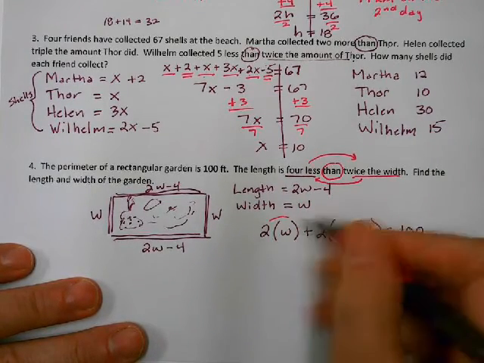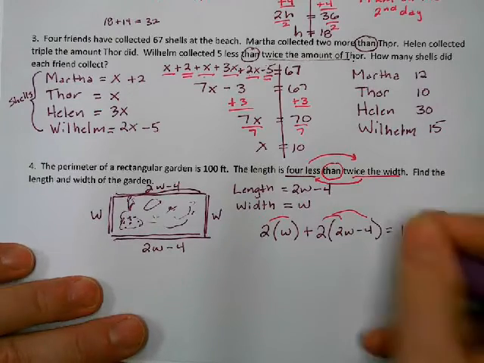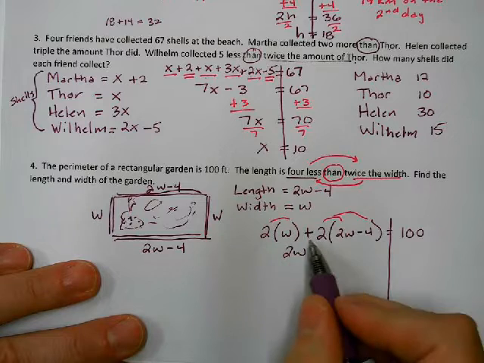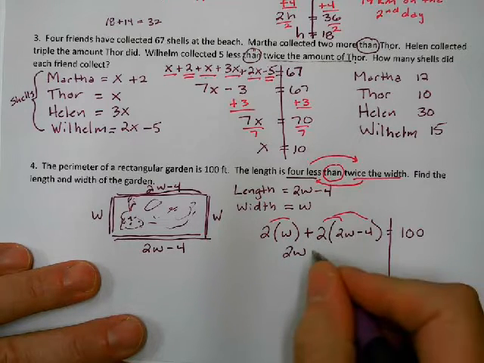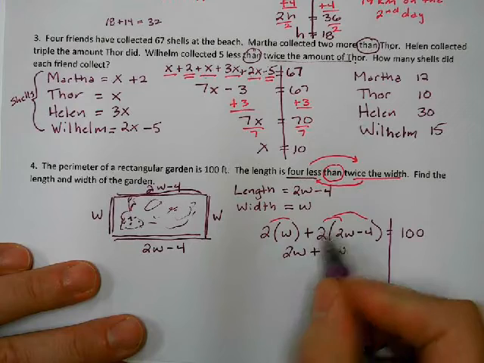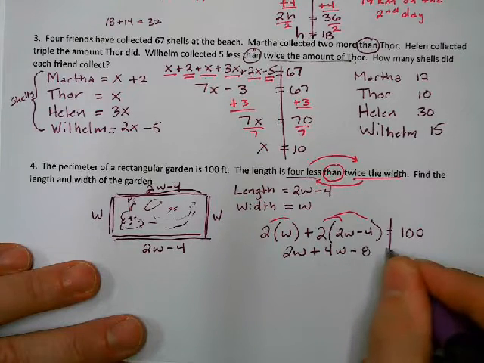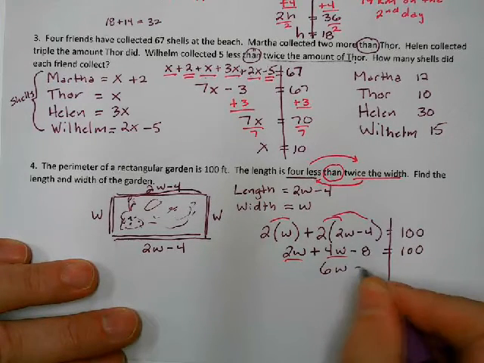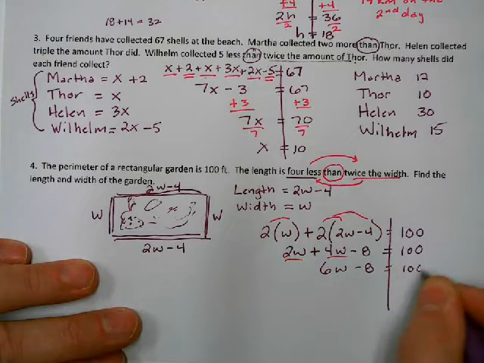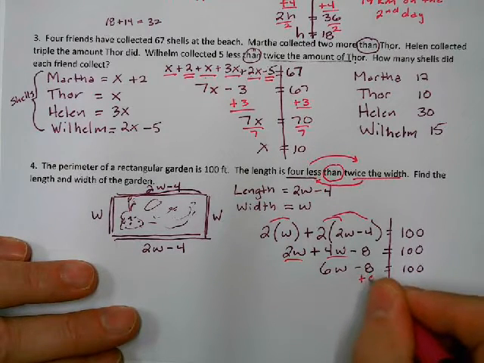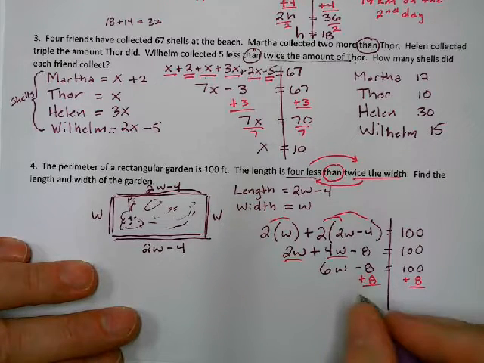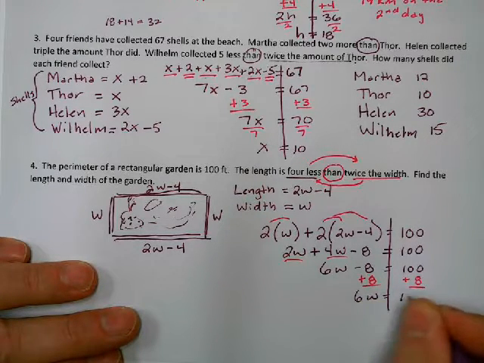Draw a line down there because we're good people. So 2 times W, 2W. Plus 2 times 2W, that would be 4W. And then 2 times negative 4 would be negative 8. Okay, at this point we would combine our like terms. We'd get 6W minus 8. We would add 8 to both sides. We get 6W is equal to 108. And lastly, I would divide by 6.